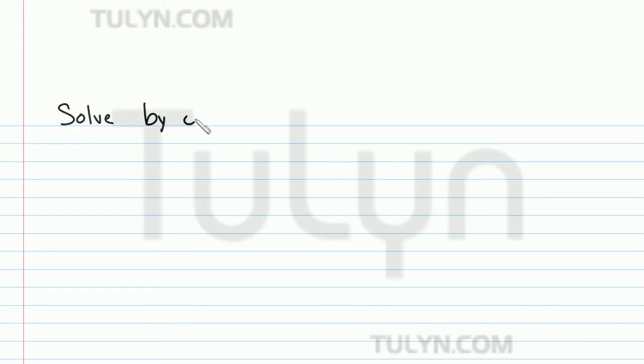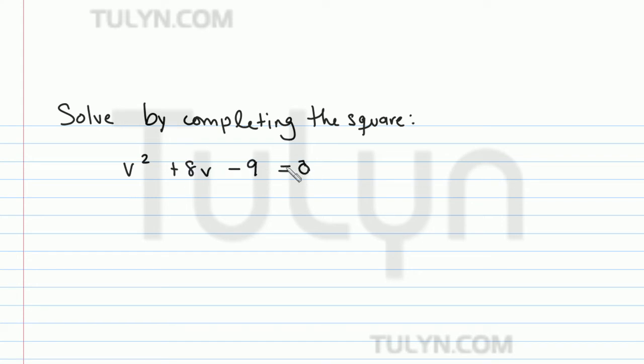Solve by completing the square. We have v squared plus 8v minus 9 is equal to 0.